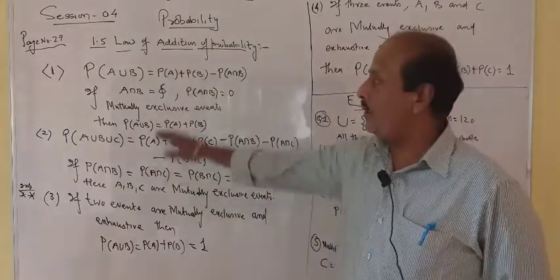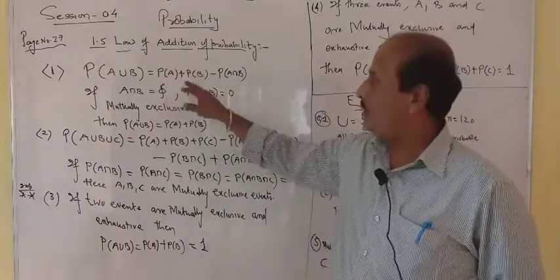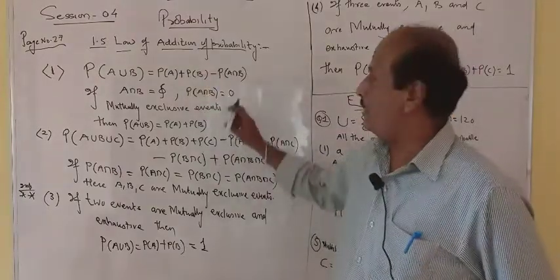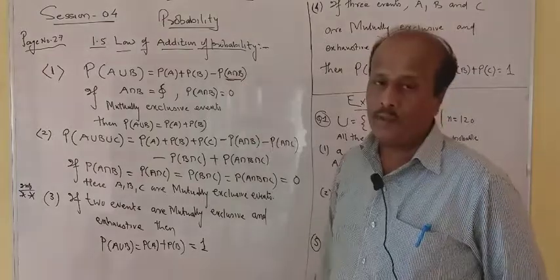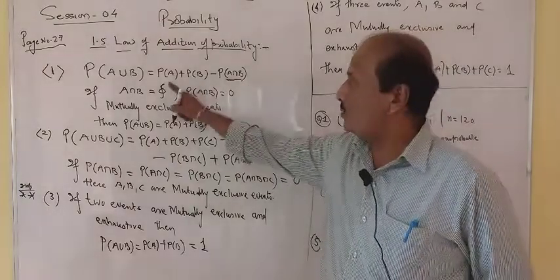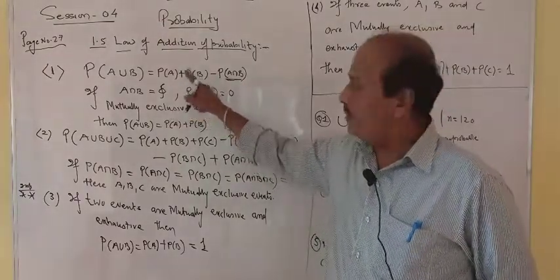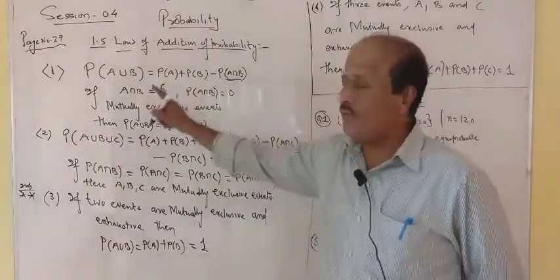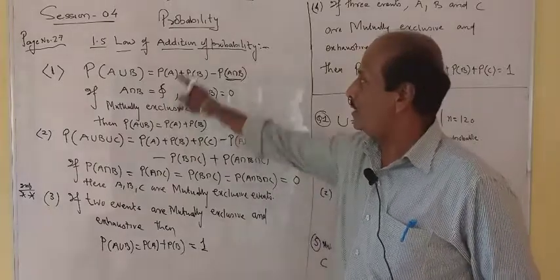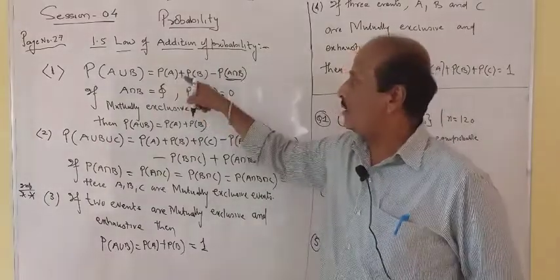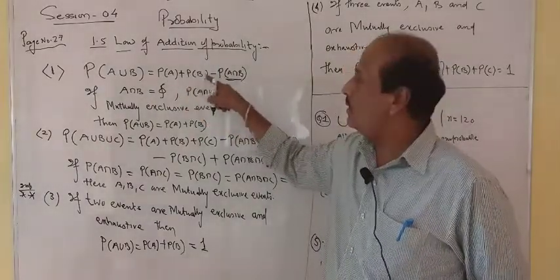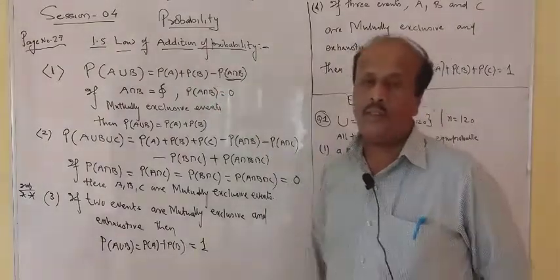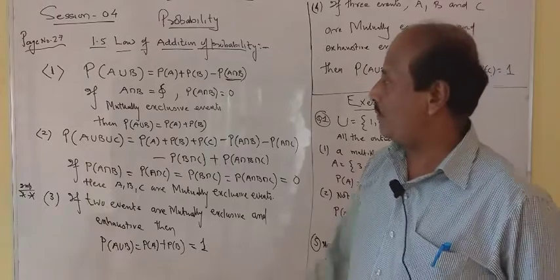So probability of A union B is equal to probability of A plus probability of B minus probability of A intersection B. A intersection B means what is common in A and B. If there is something common in A and B, then you will have to subtract it. See, A union B is converted into the form of addition as well as subtraction. That's why it's called the law of addition, or addition and subtraction.